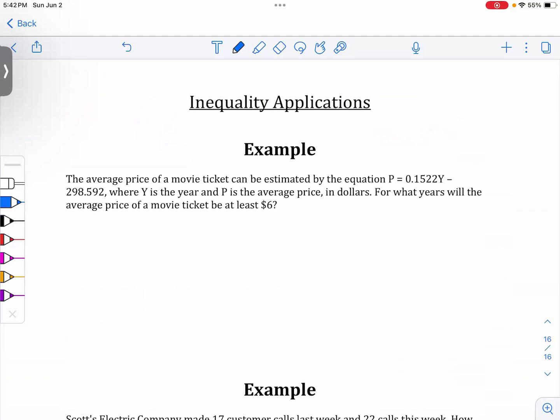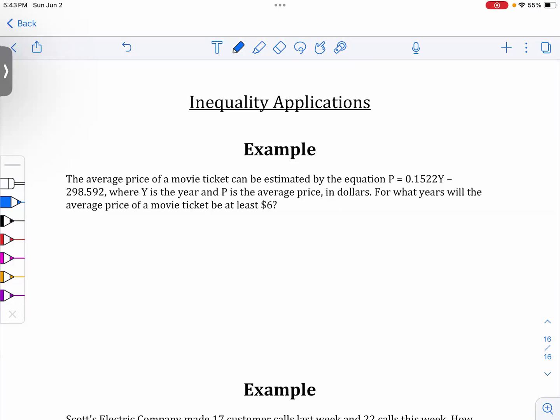All right, applications, the good part. With applications, the whole point here is to set up the problem, and now we have these words: at least, at most, more than, greater than, less than, not, things to that nature, in between. The average price of a movie ticket can be estimated by the equation P equals 0.15y minus 298, where y is the year and P is the average price in dollars. For what years will the average price of a movie ticket be at least $6?